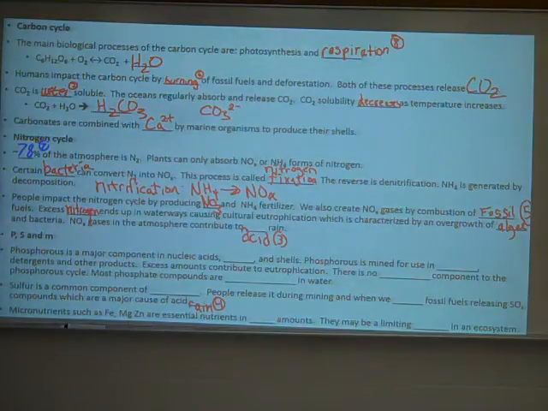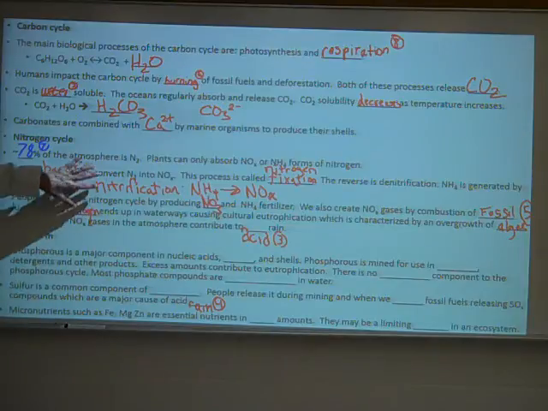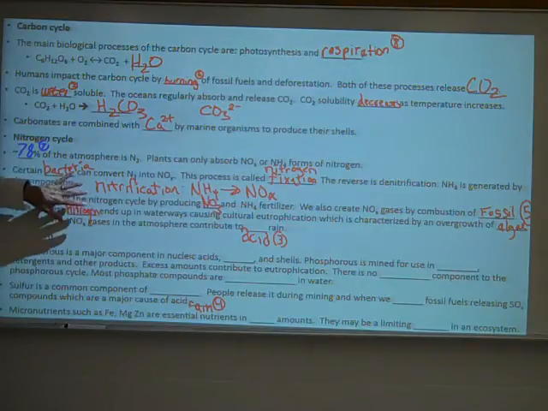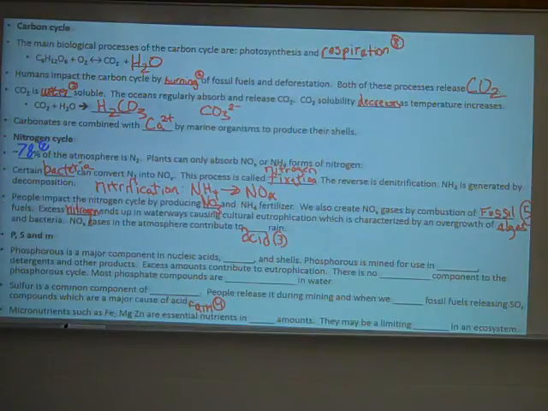All right, any questions about the nitrogen cycle? This is a really complex cycle with dozens of actual reactions that take place. There are entire semester courses in college devoted to that particular process. But we're going to just kind of scratch the surface right now.